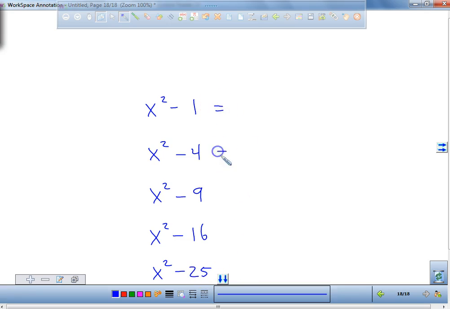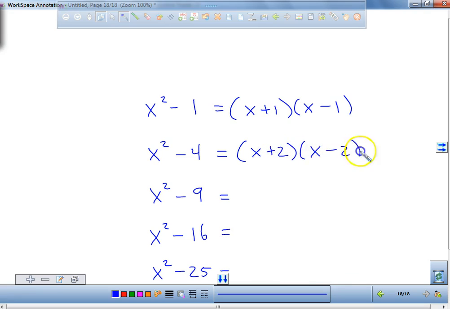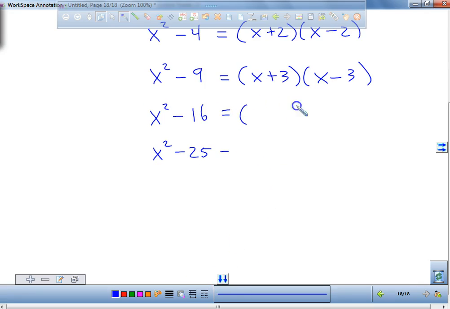Okay? But these are the products of these factors. I'm going to have to show you the factors. So the factors of this would be x plus 1 and x minus 1. The factors of this would be x plus 2 and x minus 2. Okay? You guys see the pattern here? Hopefully.